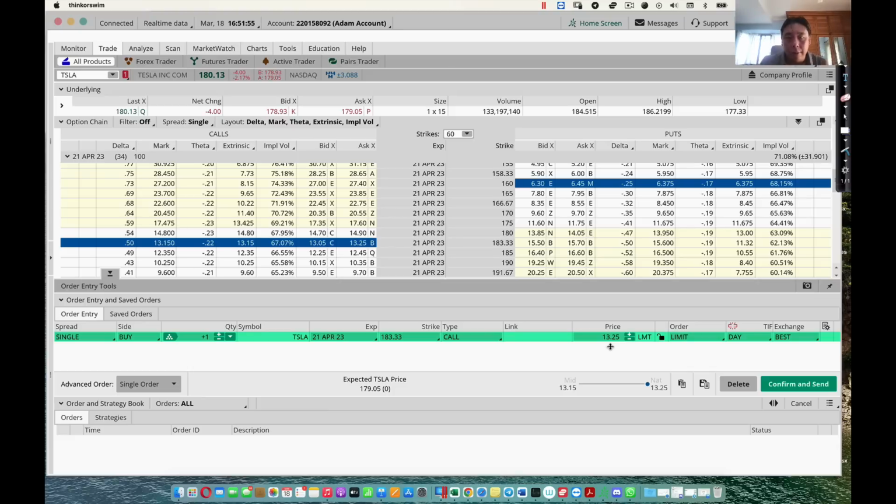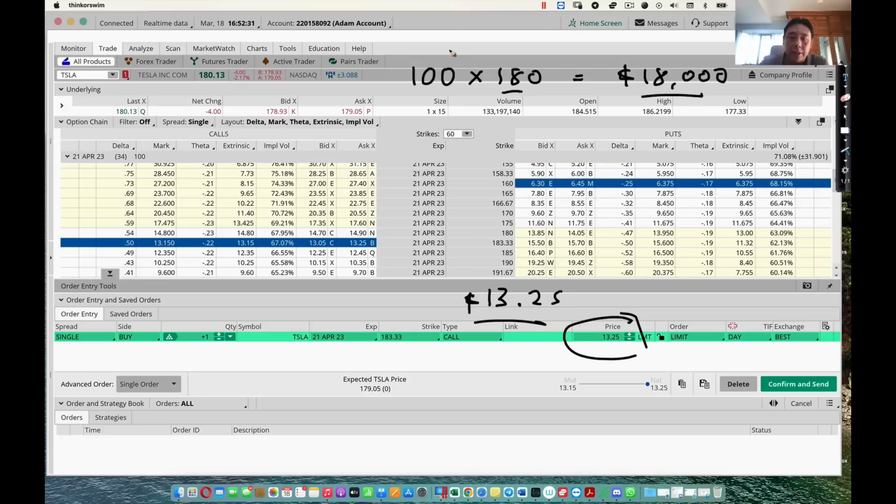Now, the first question is, what's the advantage of buying a call option versus just buying the shares? The main reason people buy call options is because it costs less money to control the same number of shares. For example, if you were to buy 100 shares of Tesla, and Tesla is now trading at roughly $180, that's 18 grand. So you need $18,000 to control 100 shares, okay? But with a call option, instead of $180, you only require $13.25 to control the same 100 shares.